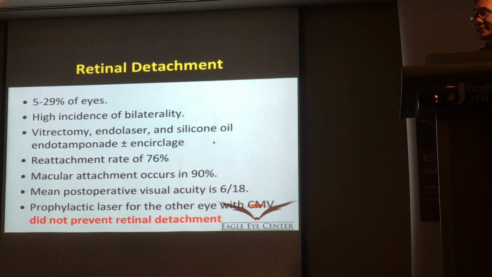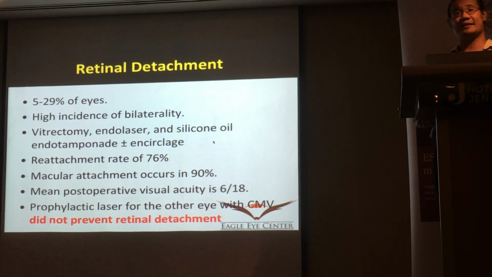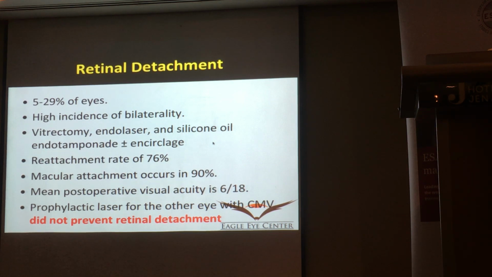But one of the more important takeaway messages is about prophylactic laser. Some people think, all right, fine, if you have a detachment in one eye, let's do prophylactic laser on the other side, especially with CMV retinitis. Well, it does nothing really. If you're going to detach, you're still going to detach. Makes sense. Right? You're going to have a hole somewhere. The laser really depends on where the hole is going to develop.